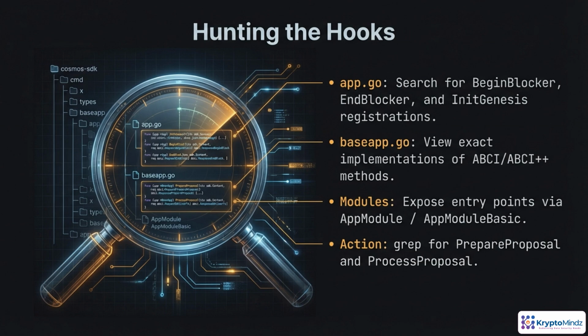When you're reading Cosmos SDK code, you want to quickly find where ABCI and ABCI++ actually plug in. Start with app.go. That's where modules are wired and where BeginBlocker, EndBlocker, and InitGenesis are registered. It tells you which module owns which phase. Next, look at baseapp.go. That's the concrete implementation of ABCI methods, including PrepareProposal and ProcessProposal. You'll see how requests flow from CometBFT into your modules. Finally, scan your modules for AppModule and AppModuleBasic implementations. Those are the real entry points where your custom logic gets called.